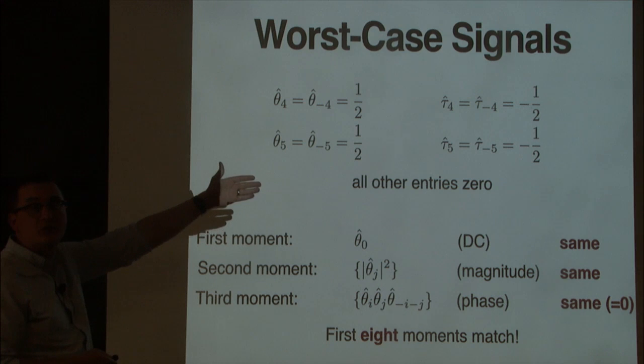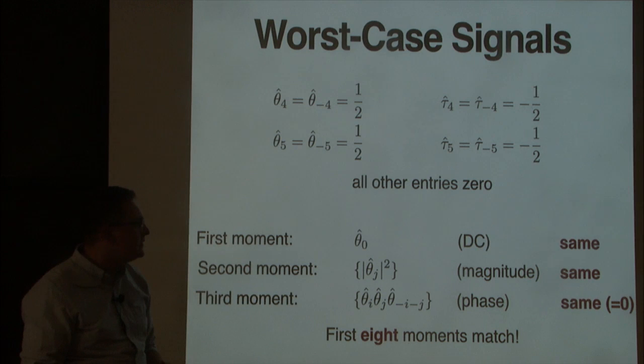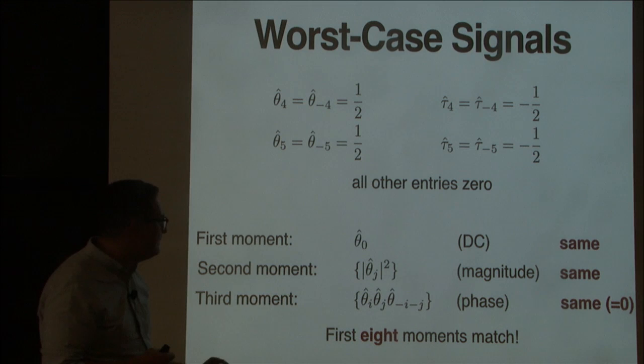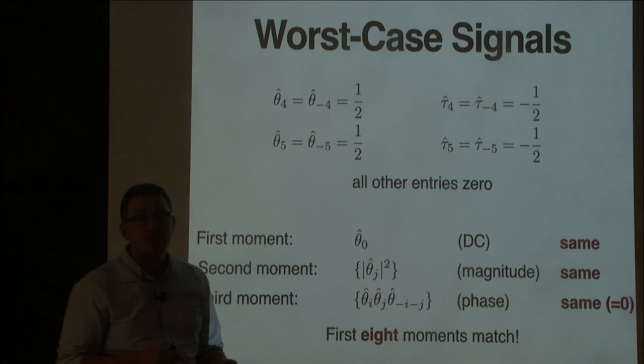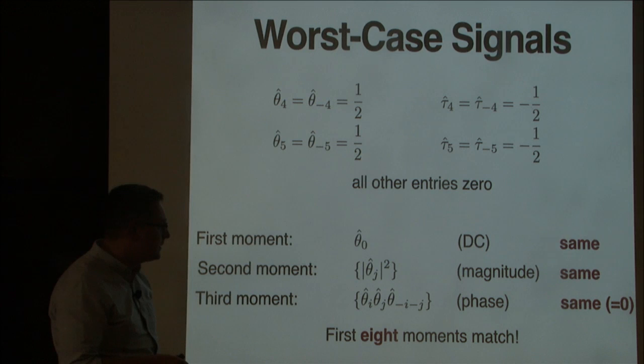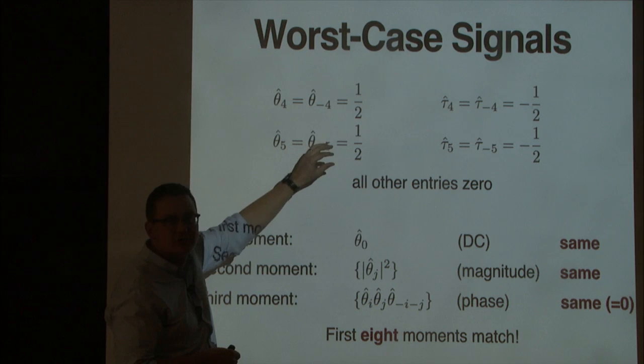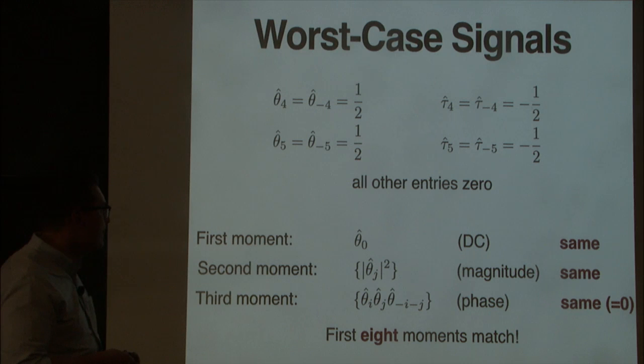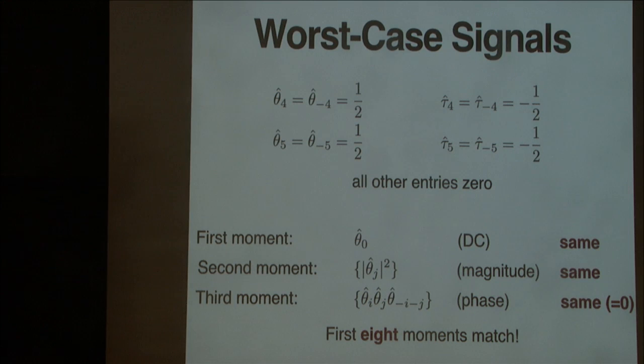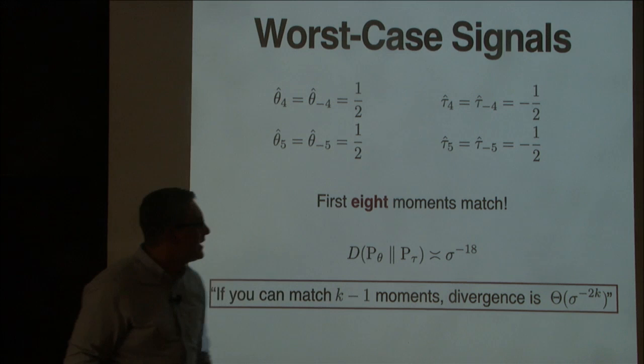Now, the third moment is called triple correlations in the original space. In the Fourier domain, what I'm really giving you is the product of three Fourier coefficients where the indices sum to 0. Here they will be the same, because I have basically only two Fourier coefficients that I can play with, and that's how I make those cancellations happen. But I could make it much more complicated. You can keep going, and you will see that the first eight moments match. If I apply my theorem, what does it tell me? It tells me the amount of data I need to actually separate those two. So here I will have a scaling, sigma to the, with the first eight moments matching.